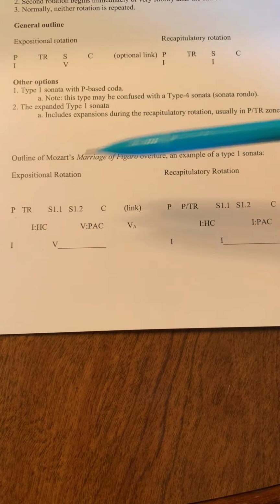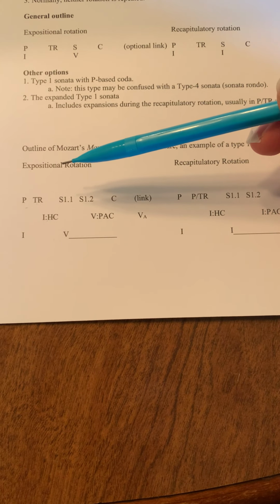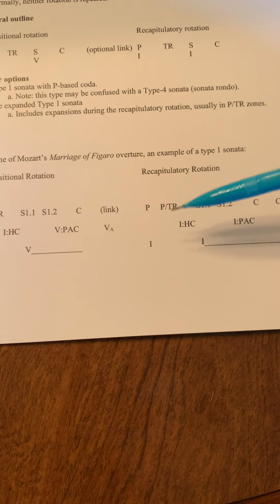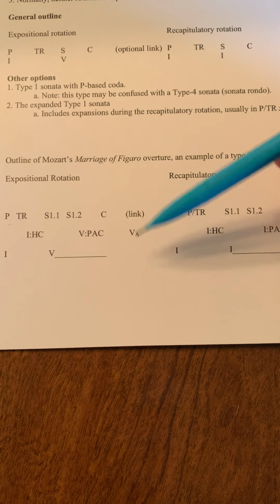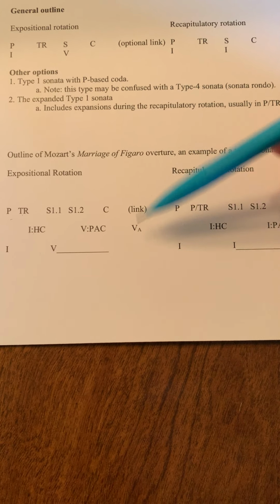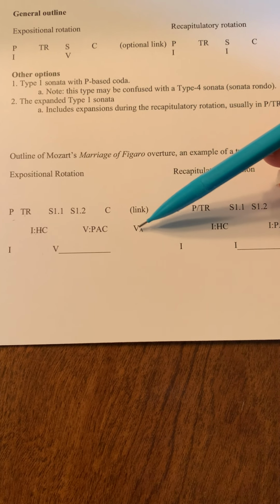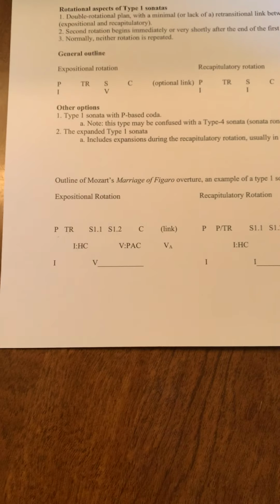So as you'll learn in this handout and as you'll see on the homework, you're just going to get an expositional rotation, so basically an exposition, and you're going to get a recapitulation, all the things you expect, and there's going to be no development section in between. In this particular piece, we're just going to get a very, very brief link on the 5 chord. Remember, if you see 5A, that means an active 5.